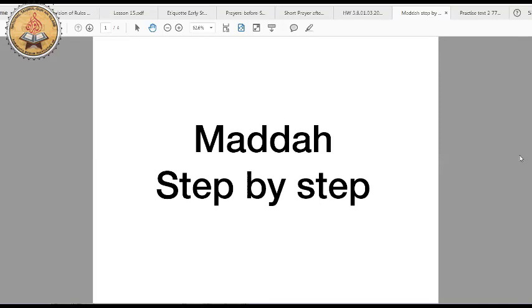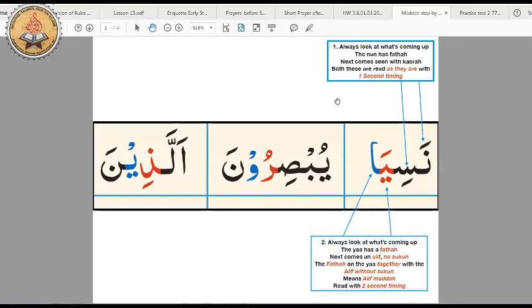So we're going to start with you because you did the dua for today, and we're going to go through how to follow the rule of Madda step by step. Okay? So it says here, always look at what's coming up. And that's the really important thing for everybody. Always, when you're reading your Quran, when you're reading each letter, you have to look at what's coming up afterwards.